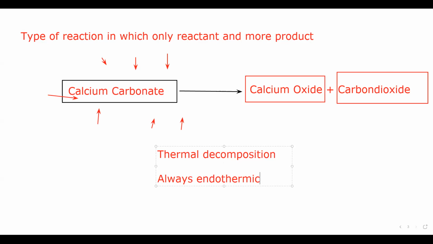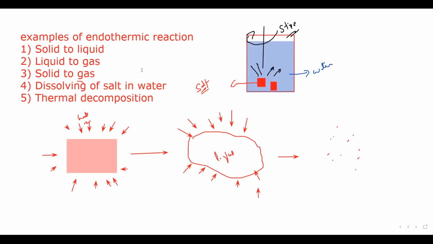Is it clear? The examples of endothermic reactions: a solid converting into a liquid, melting, is endothermic. A liquid converting into a gas, boiling, is endothermic. A solid converting into a gas is endothermic. Dissolving a salt: when we add salt to water, we stir so that the salt particles can spread throughout the water. In this change we supply energy, by stirring. That's why it is also endothermic.